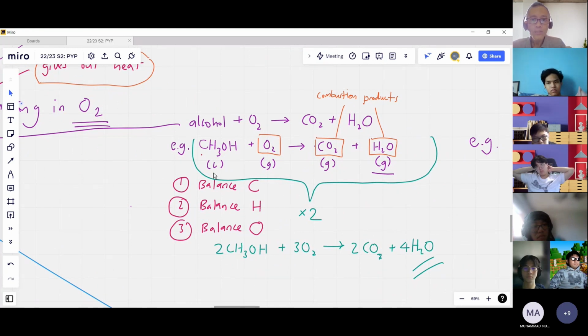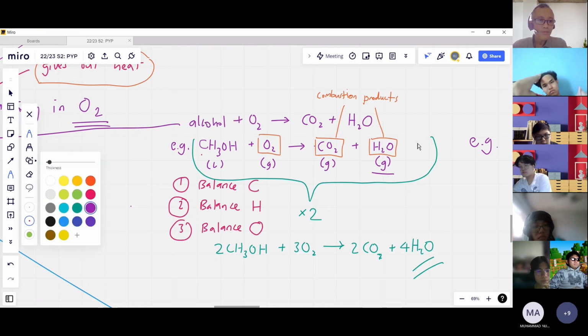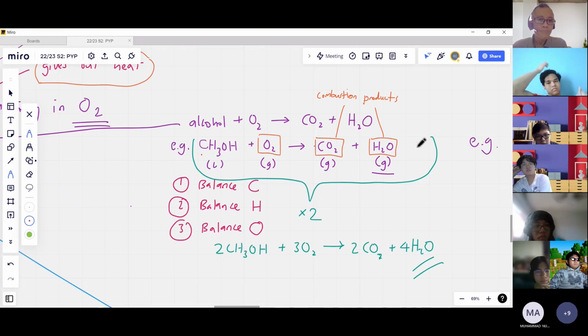Now you're supposed to balance this. I hope you haven't forgotten how to do it, but a simple strategy is what I've written there. First step, balance the carbon. There's one here and one here, so carbon is fine. You don't have to do anything about this. Next, you balance your hydrogen. I have 4 here. Look at the other side, I only have 2, H2.